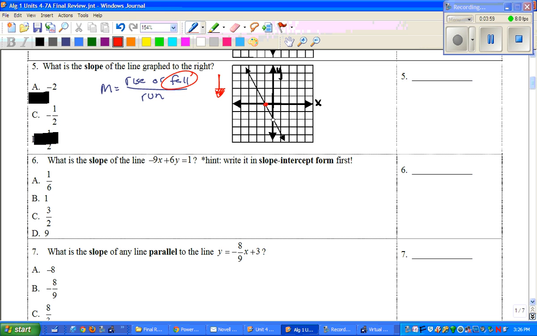So now we start right there, and we count. We're going down 2. So the slope is -2, and then to the right, 1. So that's -2 over 1, which reduces to -2.